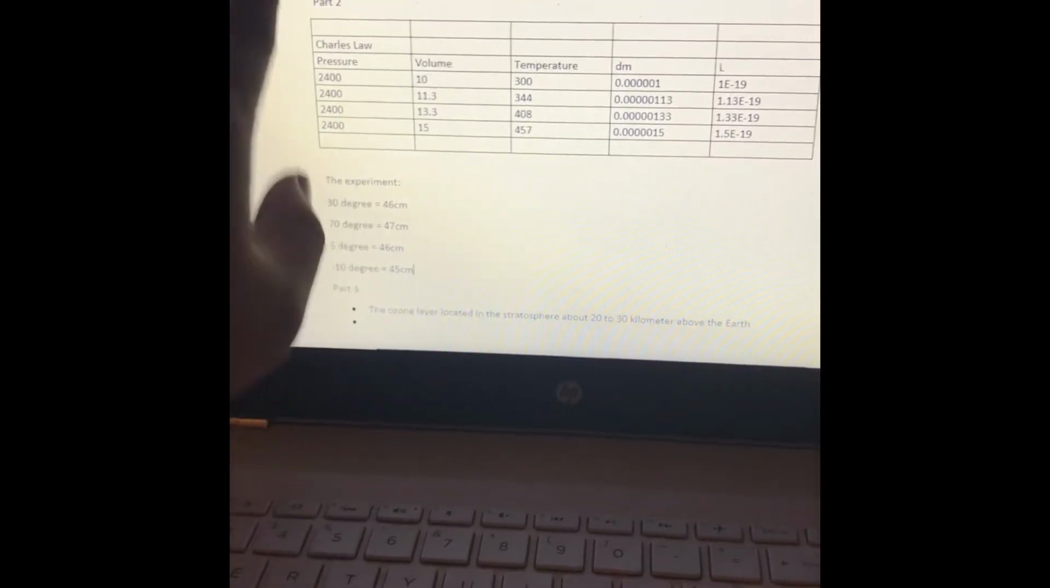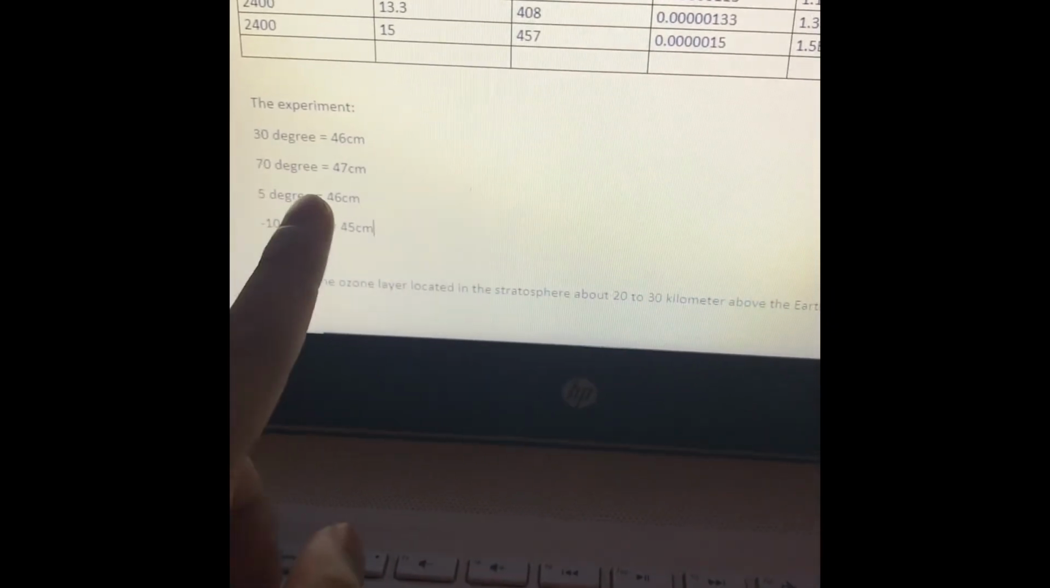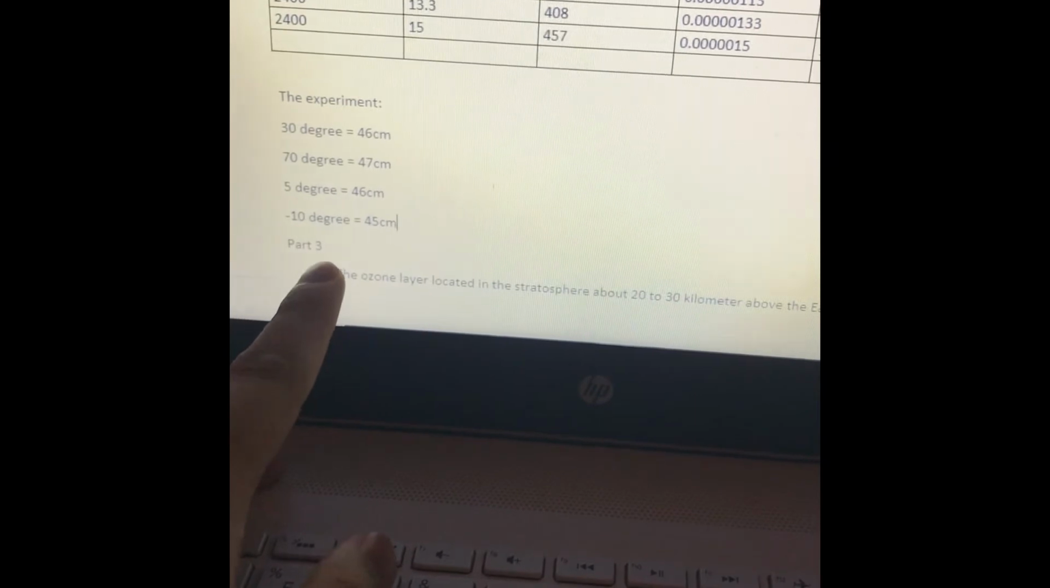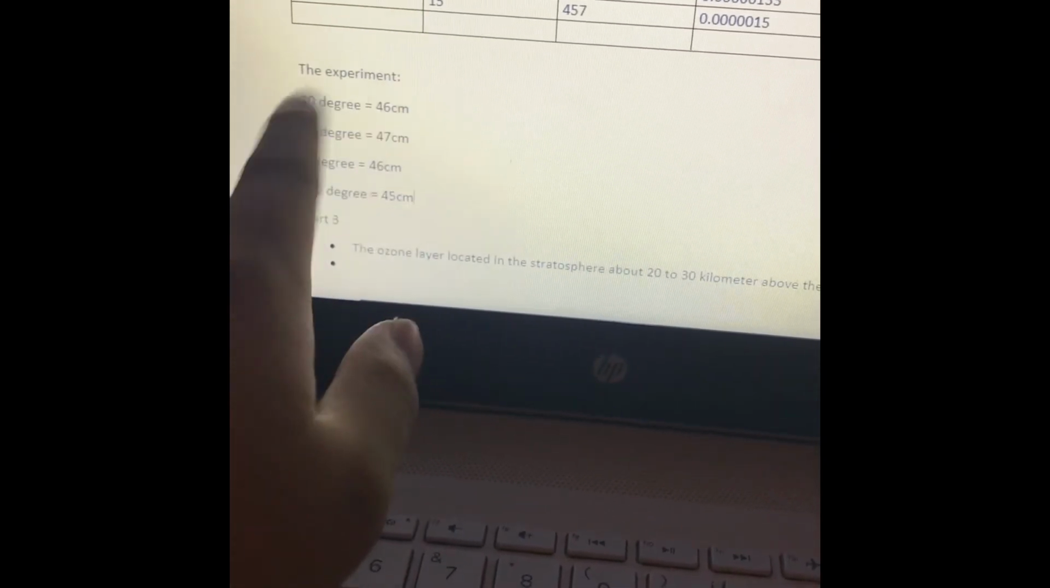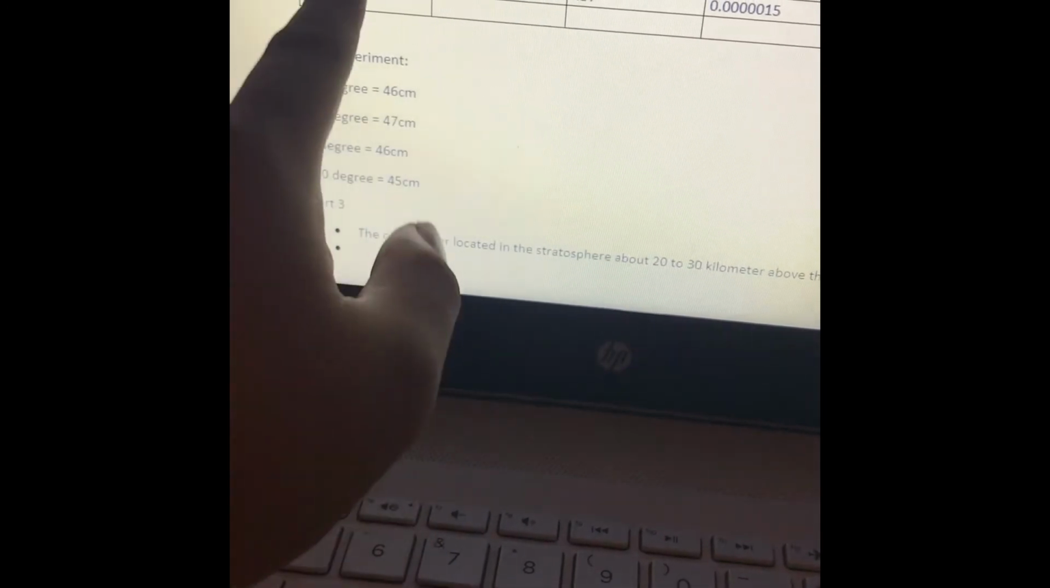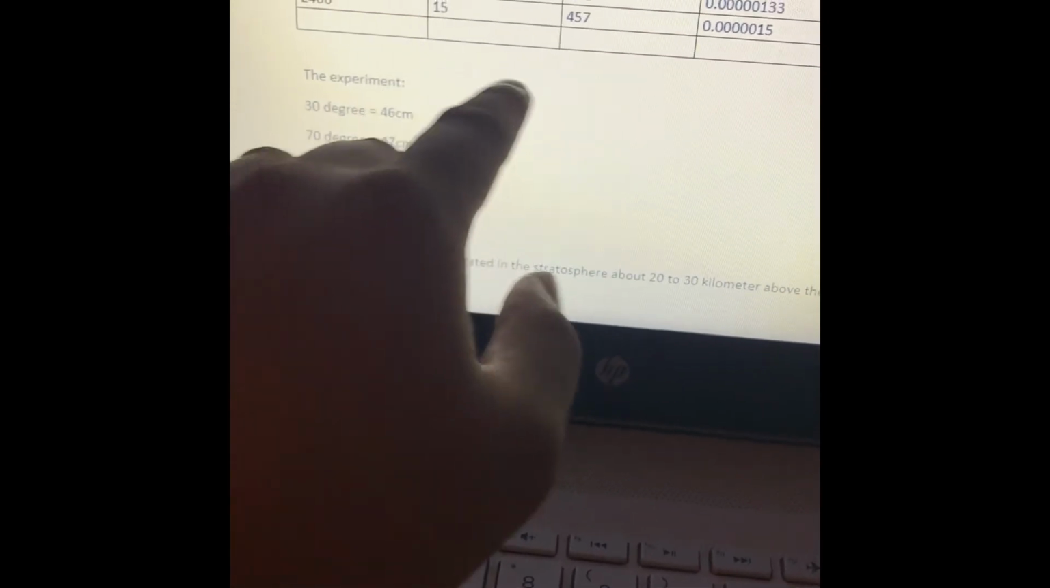I will compare the experiment with the simulator. And as you can see, when the temperature is rising, the volume is rising. So as the temperature rises, the volume rises. So as you can see, the concept of Charles' law works for the experiment too.